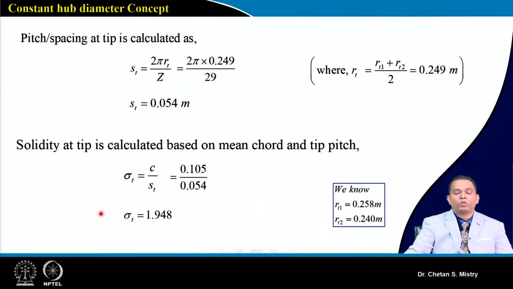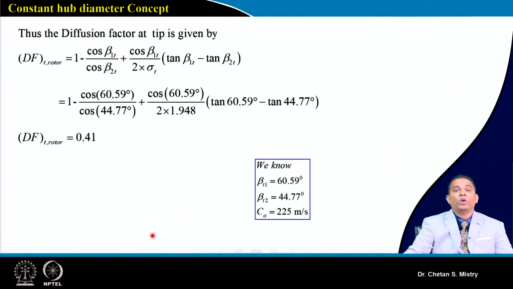Now as we have taken our number of blades to be 29, at the tip we can calculate the pitch and the solidity. Solidity near the tip, based on chord to be 0.105 meter, is coming 1.948. Now once we have our solidity, and we know our blade angles beta 1 and beta 2, we can calculate the diffusion factor at the tip, and that's coming 0.41.